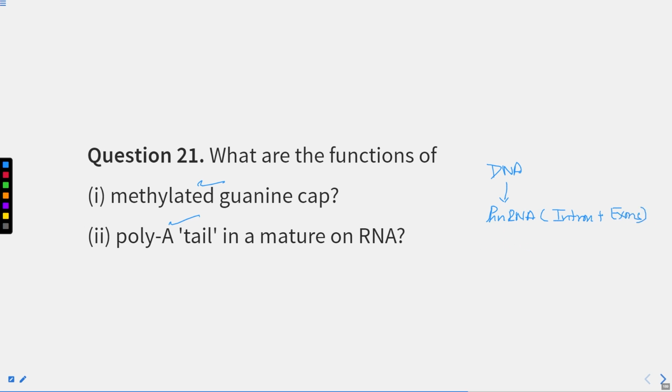All right. And then there is the processing, and then the mature RNA is formed. And this mature RNA has a 5' and a 3' end. At the 5' end, a guanine cap is added. At the 3' end, a poly A tail is present. Now we have to tell the functions of these.